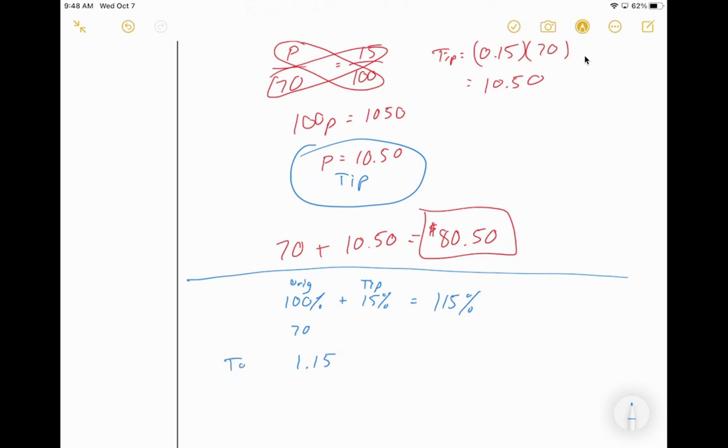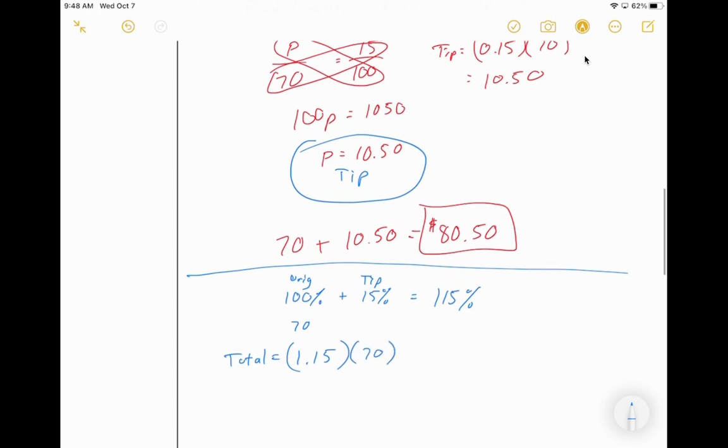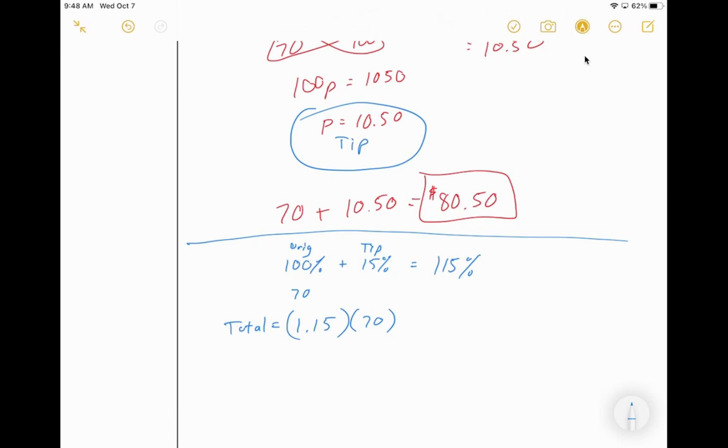So let's go straight to the total, times my original amount. And again, if you don't understand what's going on here, don't worry about it. You don't have to do it this way. But if I do that, I will get straight to the final answer, which is $80.50.